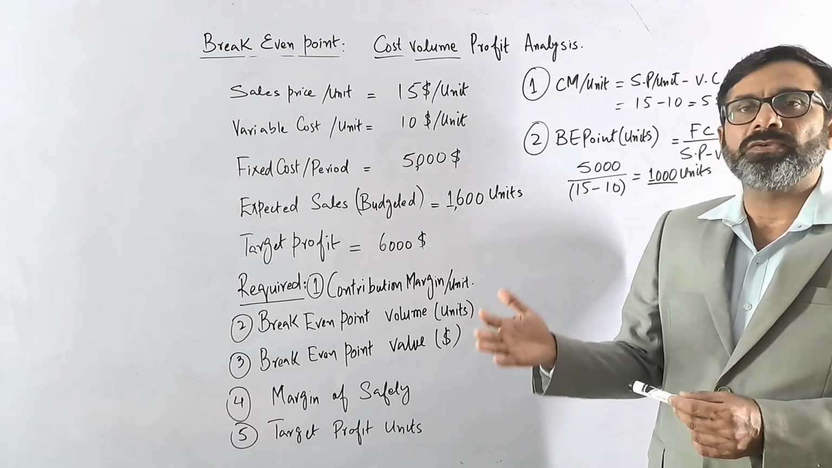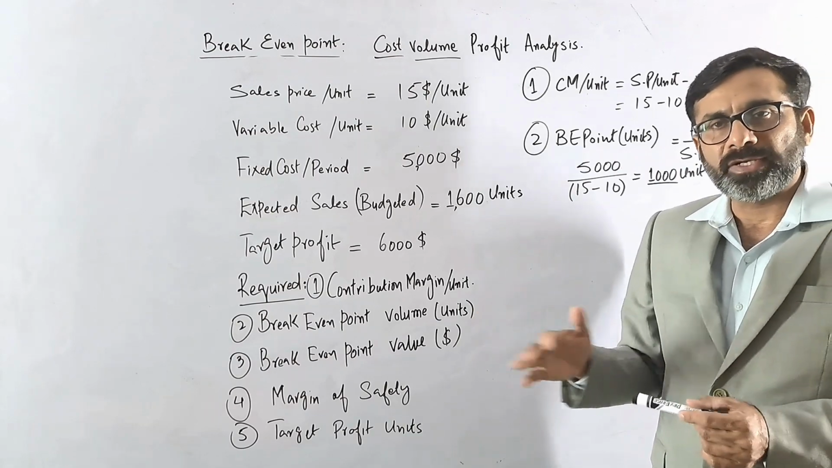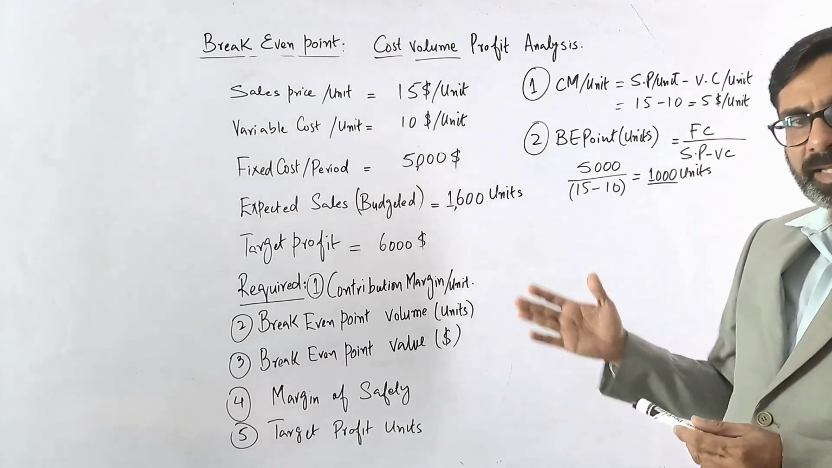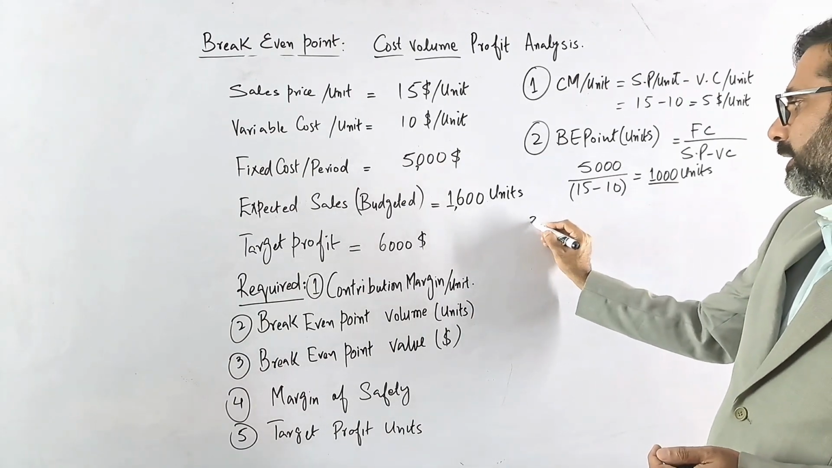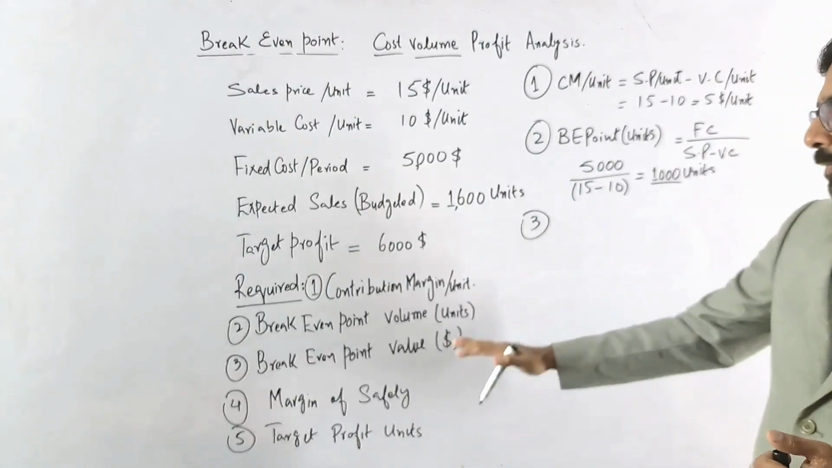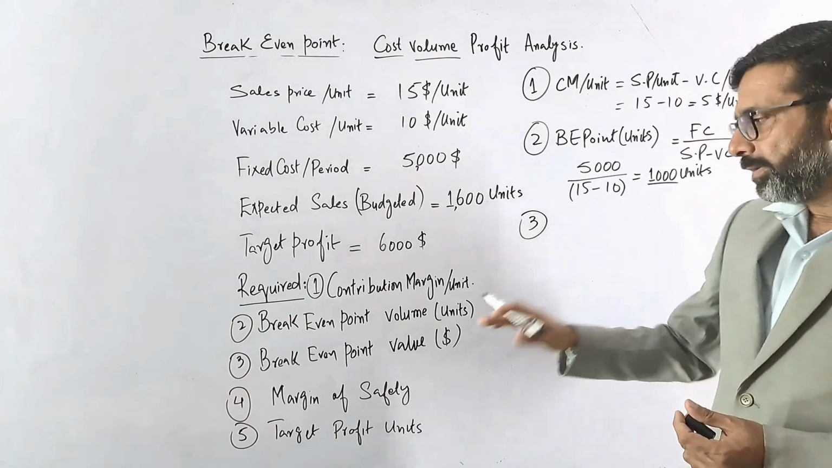Means if they are selling 1,001 to 1,500, there will be a profit region. But if they are selling less than 1,000 units, it will be a loss region. Now the third thing that we have to calculate is the break-even point in value.